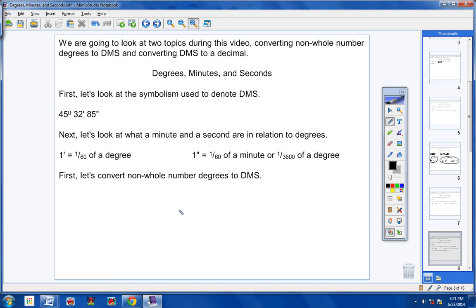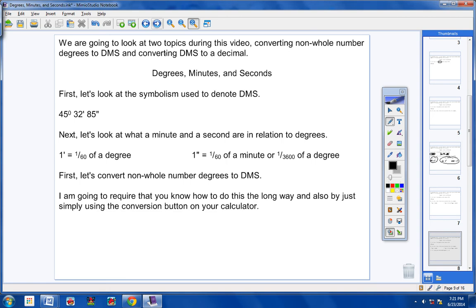Here we go. Now, let's go ahead and start off by converting non-whole number degrees to degrees, minutes, and seconds. So I'm going to give you degrees, and you're going to convert them over to degrees, minutes, and seconds. By the way, if you need to pause the video, feel free to do so. You do need your calculators today. Whether you have a scientific calculator or a graphing calculator, you do need those today. So go ahead and get those out.